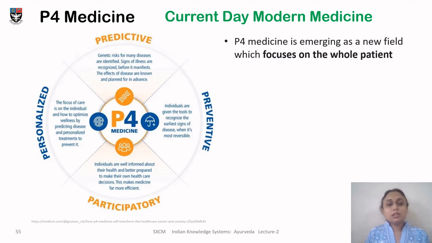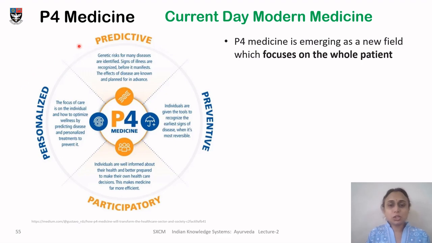We now move on to the last part of this talk, where we talk about P4 medicine as a means of evidence-based research. In one of the earlier sections, we spoke about how modern medicine is now going back from a reductionist approach to having a holistic approach, looking at the whole patient as such. This branch of medicine is called P4 medicine, and it focuses on 4 Ps. What are these 4 Ps?